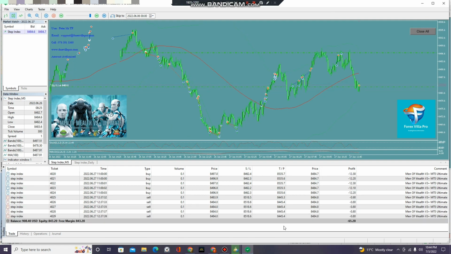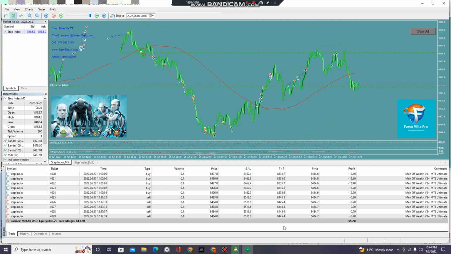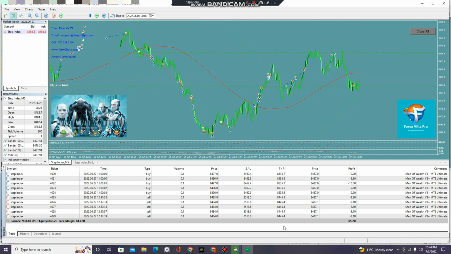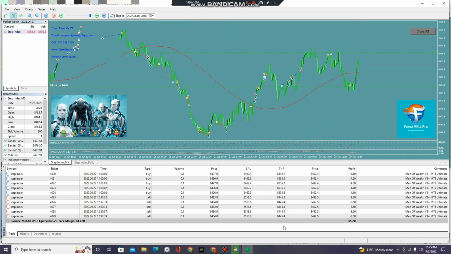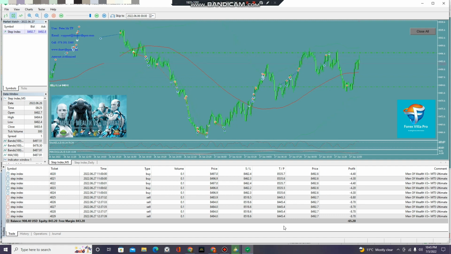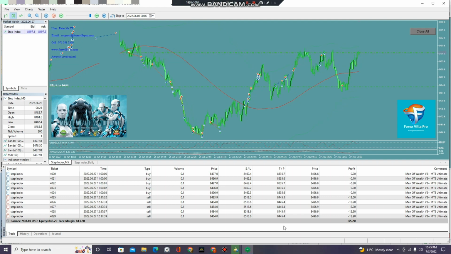Let's see. Now we're starting to hedge again. I like hedging, guys, because there's a level of certainty there that no matter what happens, the other position will substantiate the other loss. That's another thing that I like about hedging. But look at that.